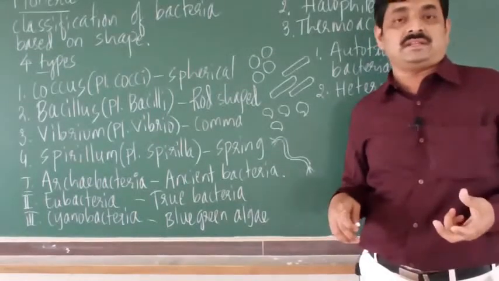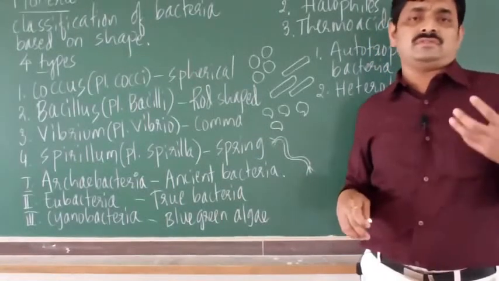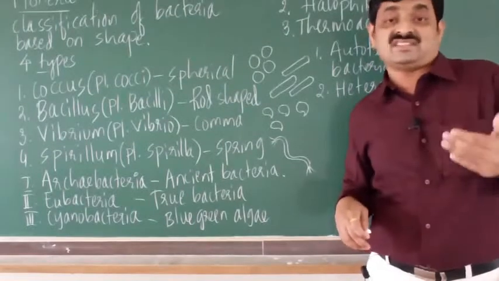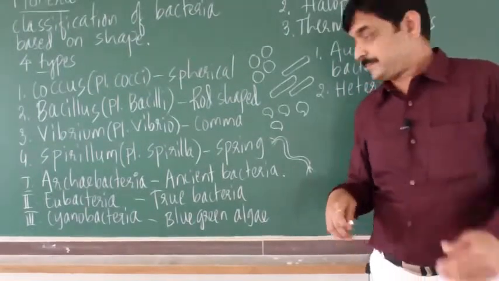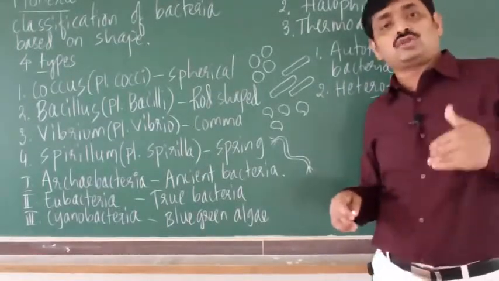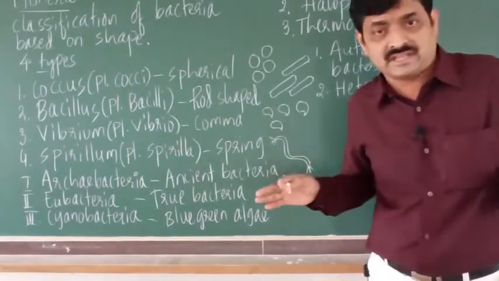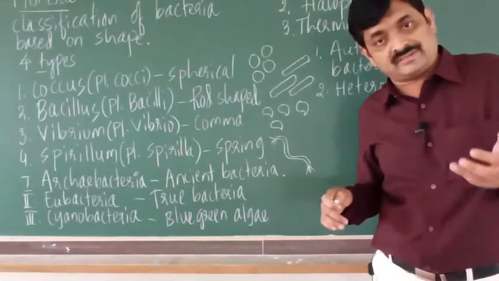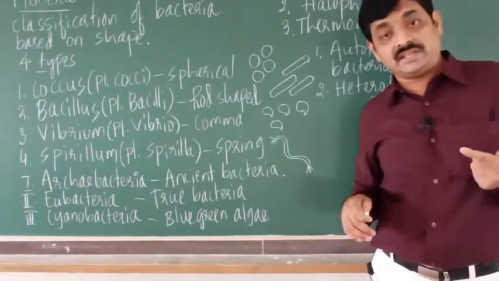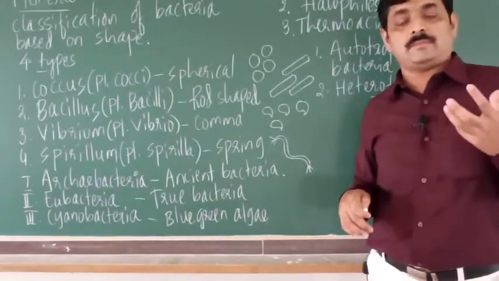So saprophytic bacteria, they depend on dead organisms. So one example of saprophytic bacteria is lactobacillus, or lactobacilli. Then another type is parasitic bacteria. So parasitic bacteria depend on other living organisms. These parasitic bacteria are of different types which cause diseases in plants and animals. So one example of a parasitic bacterium is Salmonella.